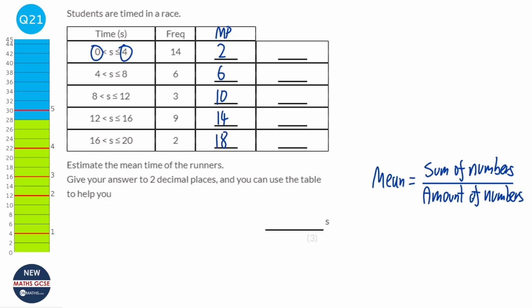Then we're going to do our FX column. Okay, and so we're assuming that 14 students got a time of 2 seconds. So when you times those together, you get 28. And we're just going to times all of these together.